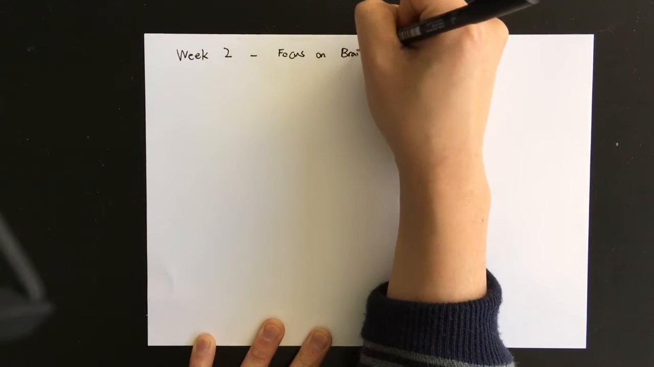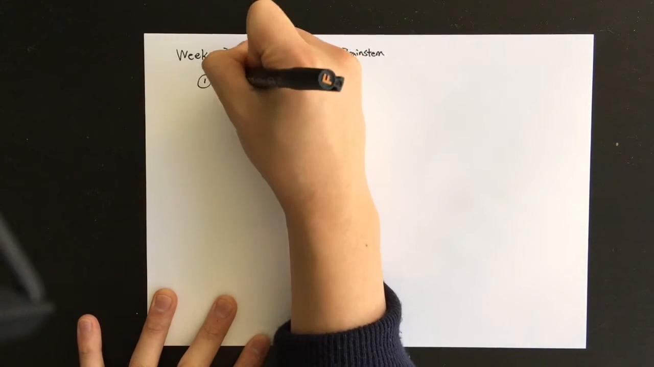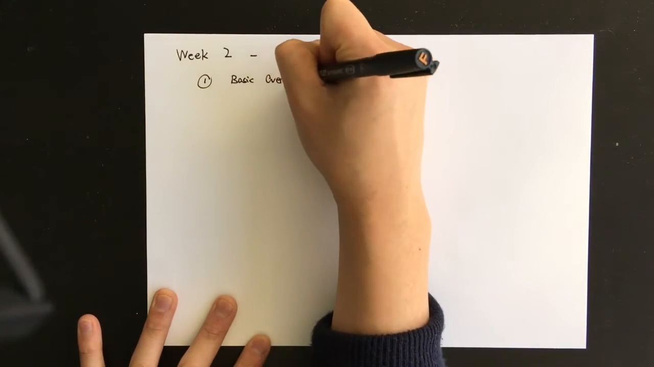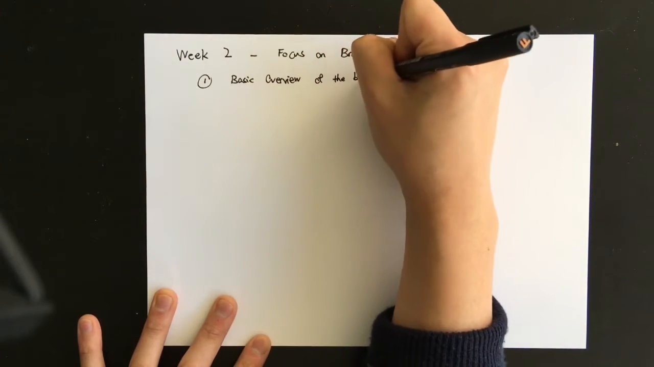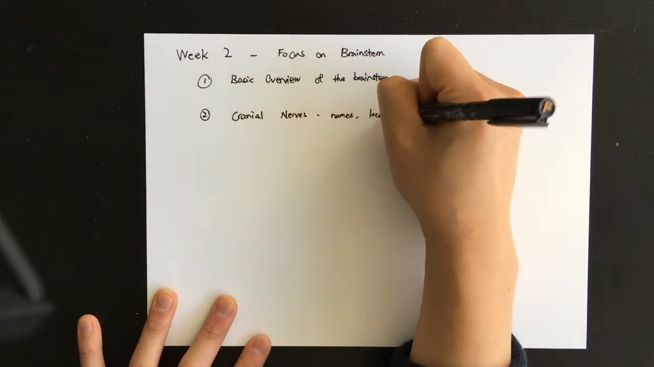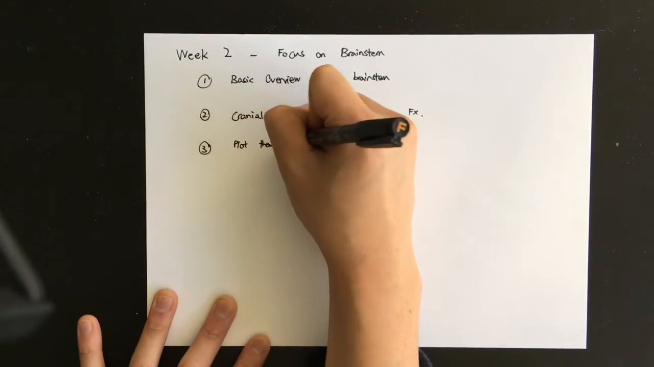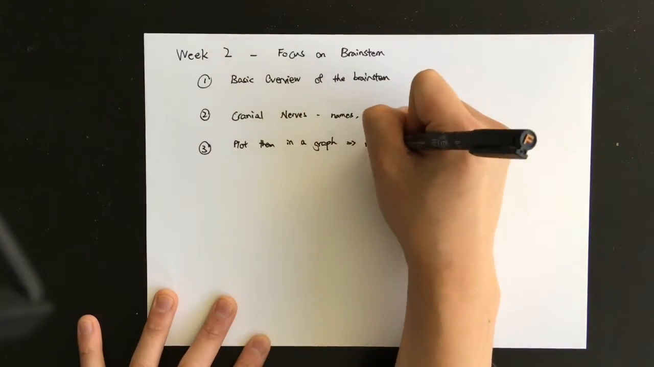My name is Jonathan. I'm going to be taking you through the brainstem functions today, especially focusing on the cranial nerves. So 3 things we're going to go through today. First, we're going to have a basic overview of the brainstem anatomy. Moving on, we're going to look at the cranial nerves, their names, location, and their function. And thirdly, we're going to plot them all in a graph so it's easy for you to visualize.